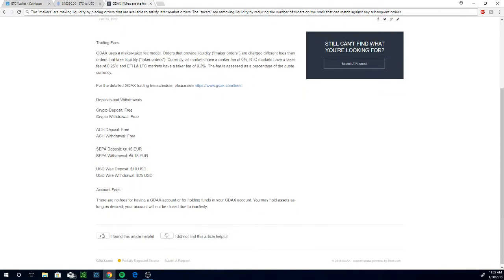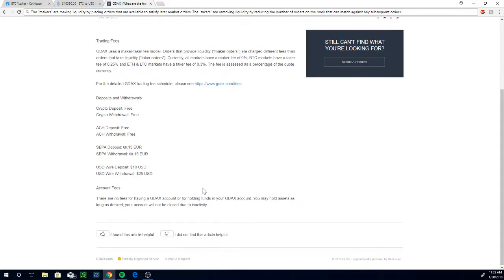As far as deposits and withdrawals, they're all free, and then a wire deposit costs a little money. So there's no fee to open up a GDAX account or for holding funds. You may hold assets as long as you desire. Your account will not be closed for inactivity.